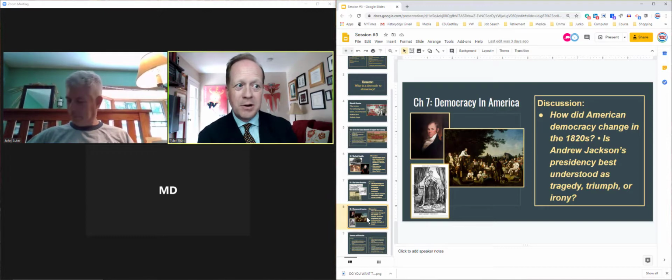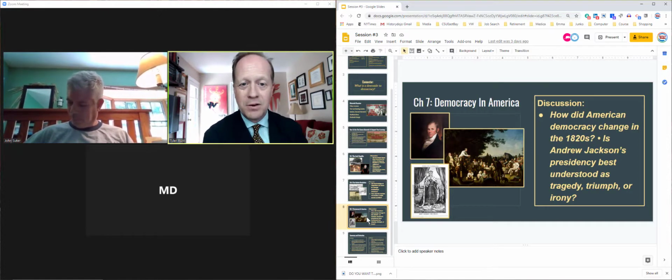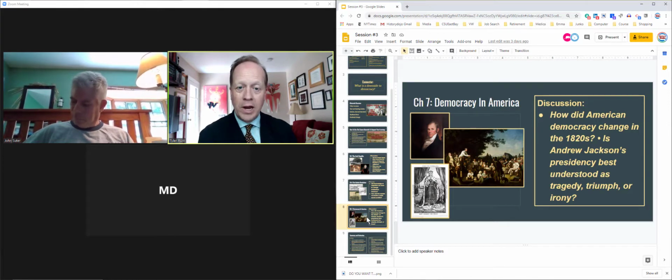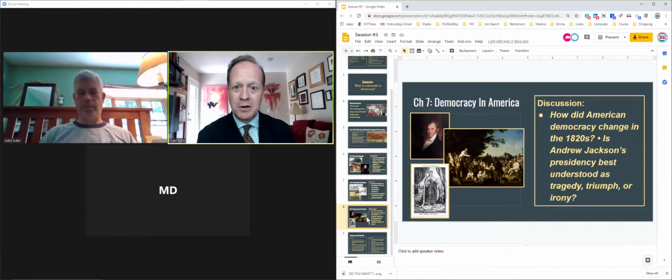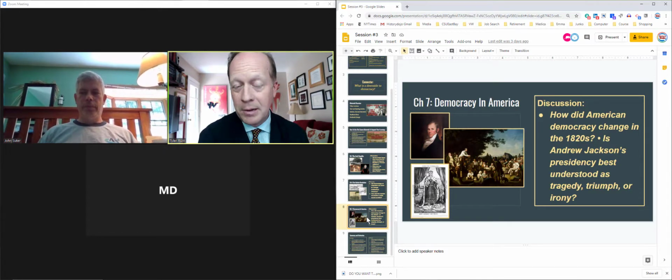American democracy changed in the 1820s because we expanded the right to vote to all white men. Still not democracy by definition, but now it's not just landowning white men. Now it's all white men. And that's a huge expansion in terms of numbers of people who could vote. And sadly, we really don't live up to our idea of all men are created equal, all people are created equal, for a long time. But this is going to have an effect upon our country.